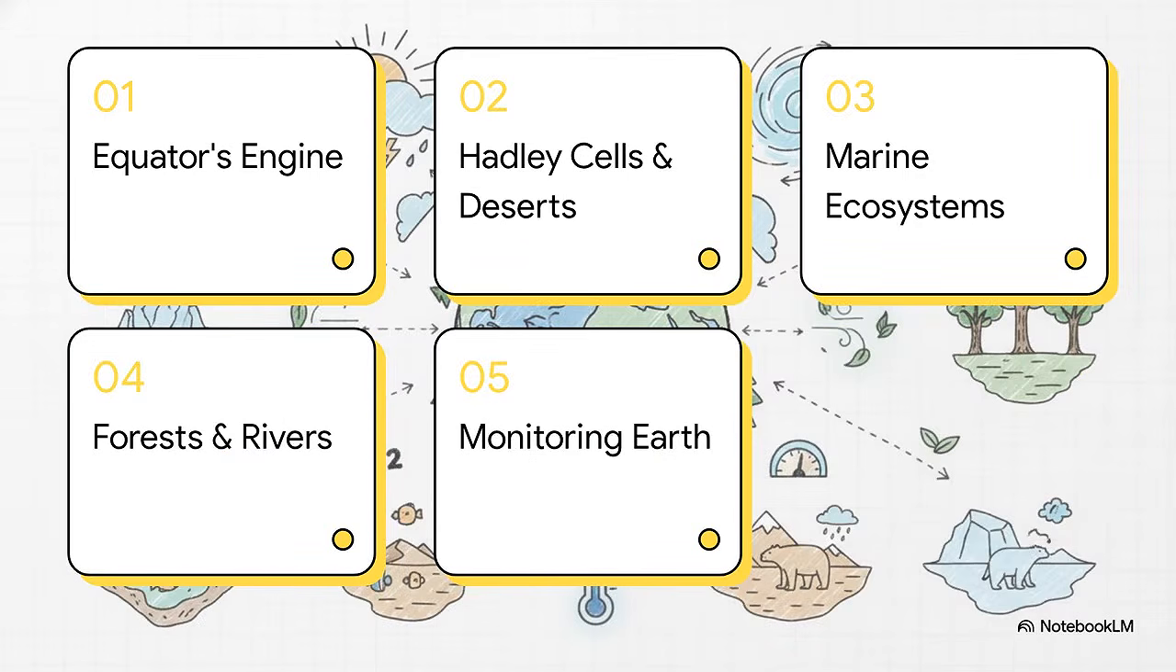Okay, let's dive into this. Our itinerary for today. First, we'll hit the equator's engine of life. Then move on to Hadley cells and arid deserts. After that, we'll check out phytoplankton and marine ecosystems, explore forests, rivers, and global balance, and finally, wrap things up with monitoring Earth from space.